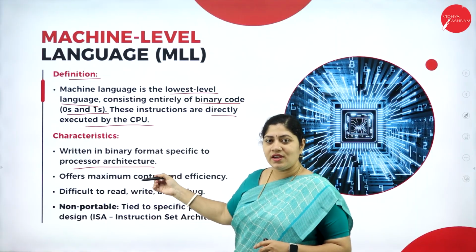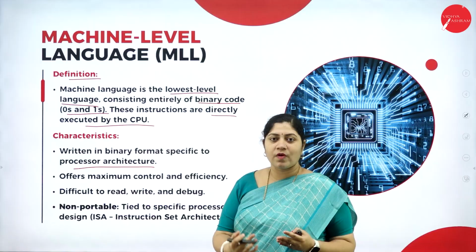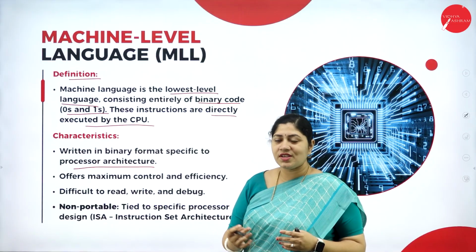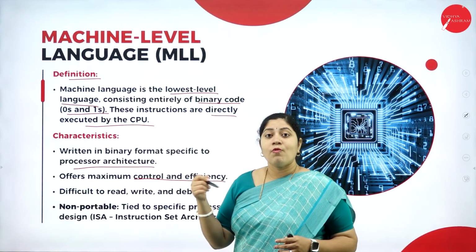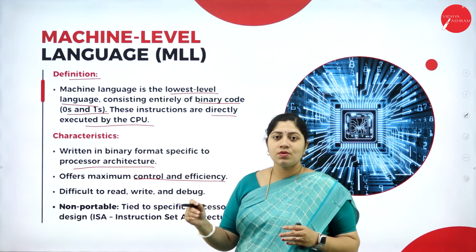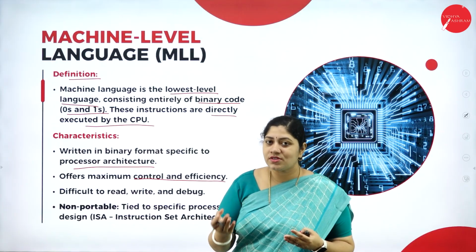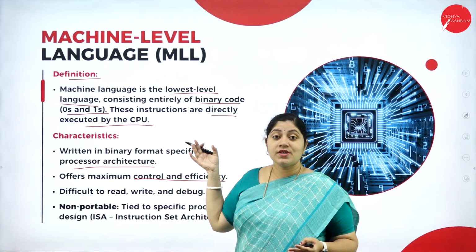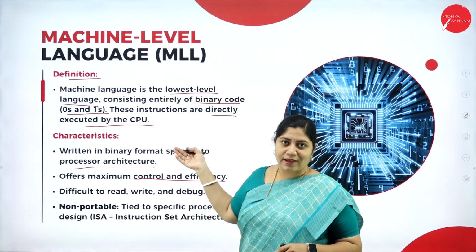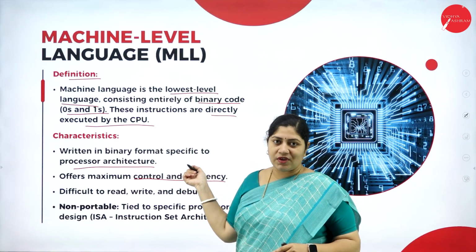Up next is the second characteristic. This machine level language provides a high level of efficiency as well as control. Why does it provide that high level of efficiency? Because there is no need for any interface in between to communicate between the CPU and this language, because the CPU can understand this language directly. So we can call it a highly efficient language.